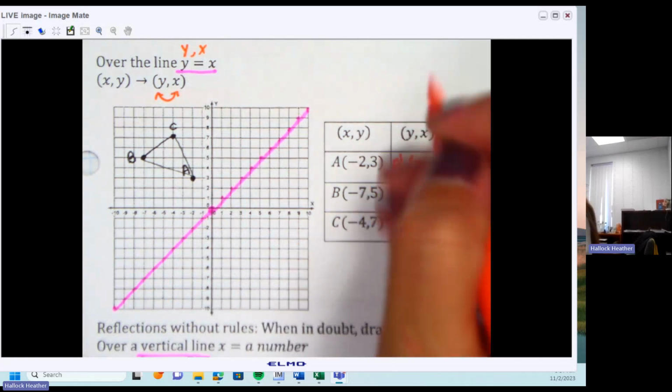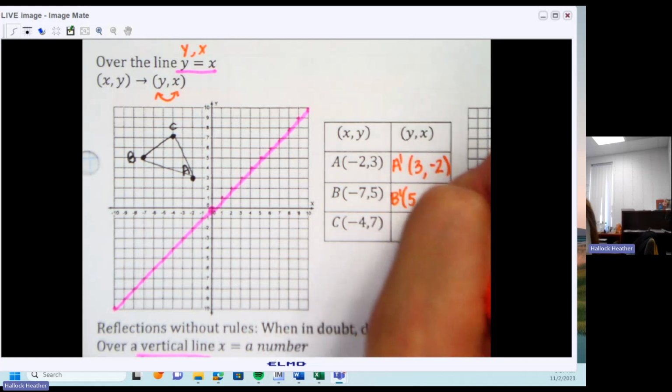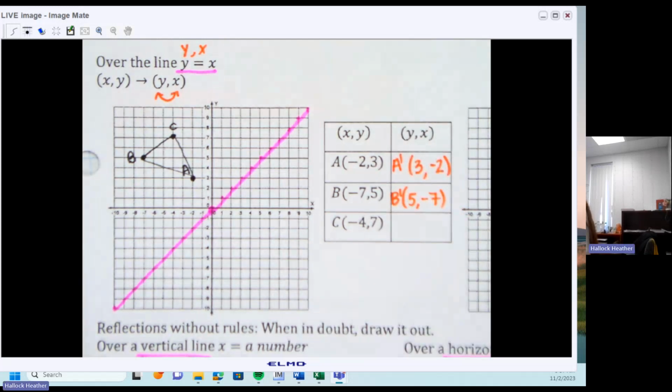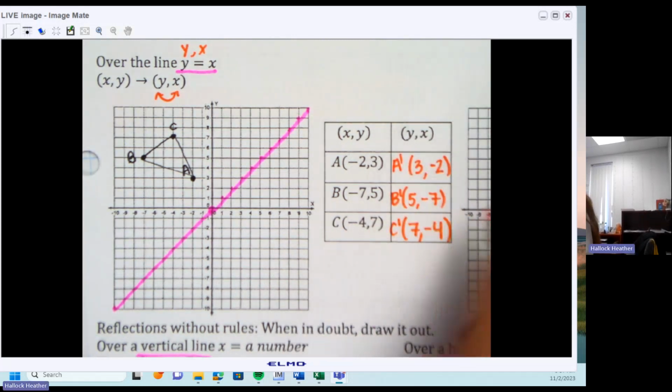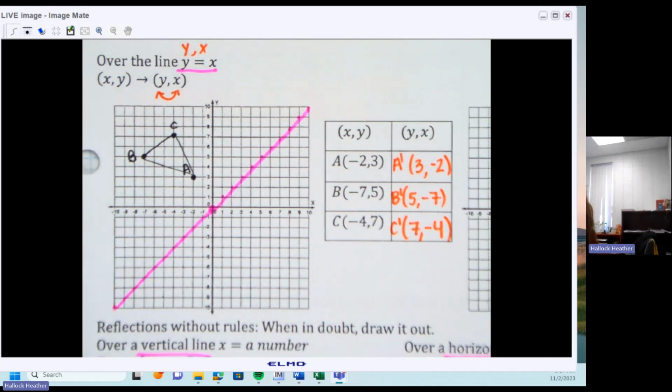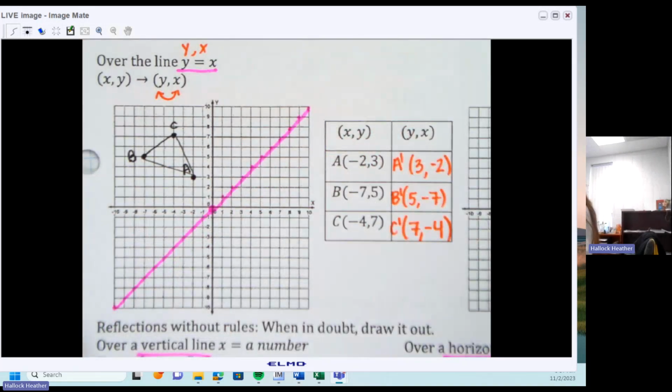So B, instead of -7, 5, B prime is now 5, -7. C prime is going to be 7, -4. It's literally just flipping. So take a second, plot your new points, and you'll see if you fold your paper on the diagonal, it's going to end up on the bottom right of the graph.